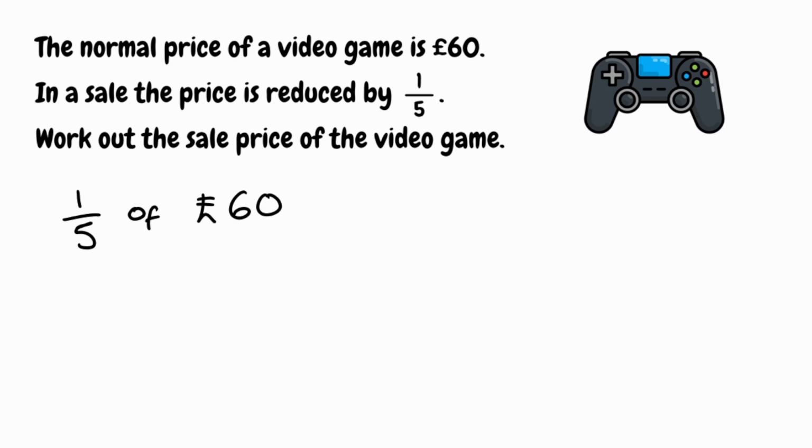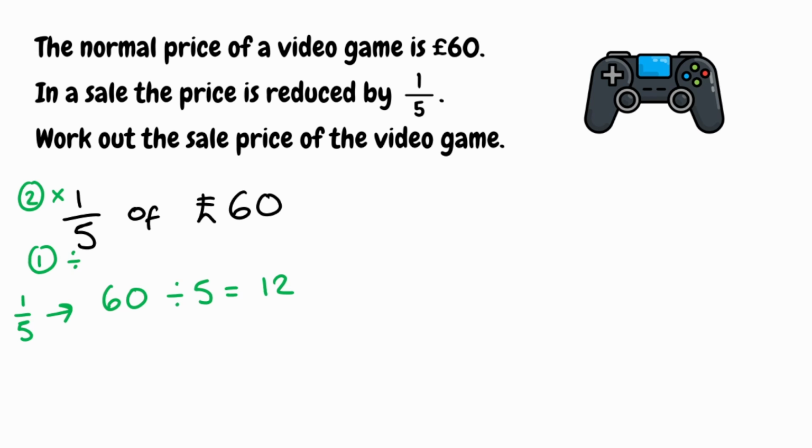Whenever we're doing a fraction of an amount question, we follow two simple steps. The first step is to divide by the denominator, and that'll give us our unit fraction. Our second step is to multiply by the numerator. So to begin with, we're going to start with our 60, and the first step is we're going to divide by 5, which gives us 12. So that is now our unit fraction. That is what 1/5 of 60 would be.